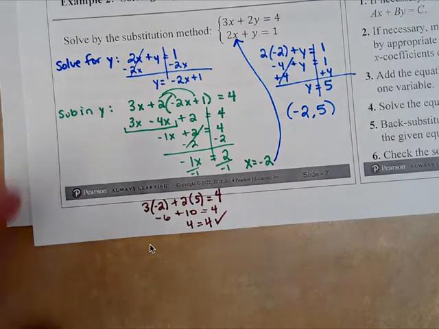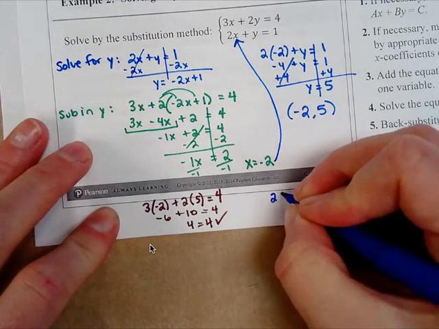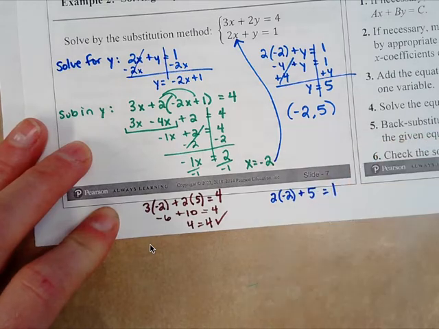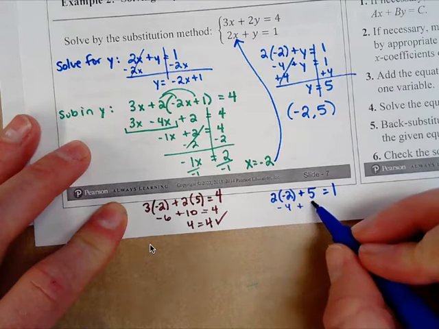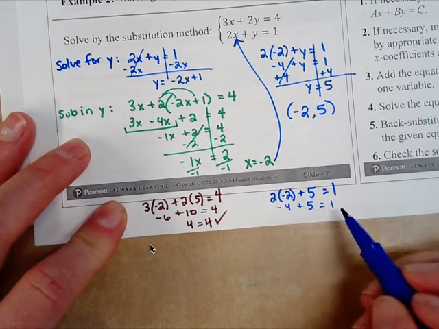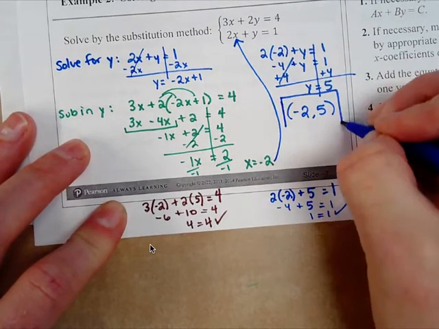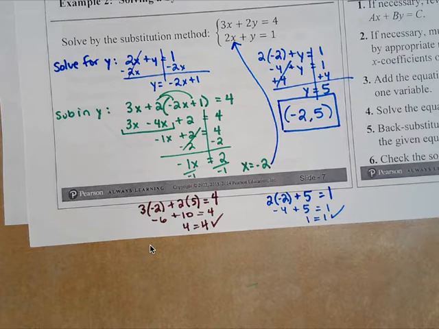Then you need to check the next one by subbing in to the 2x. So 2 times the negative 2 plus 5 equals 1. Negative 4 plus 5 is 1, so 1 does equal 1, so it works. So this is my solution. So then I would say I'm done with that. So that is using the substitution method.